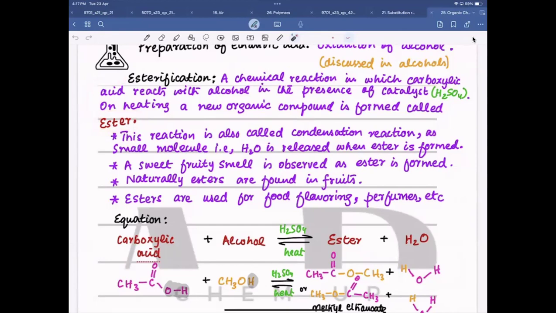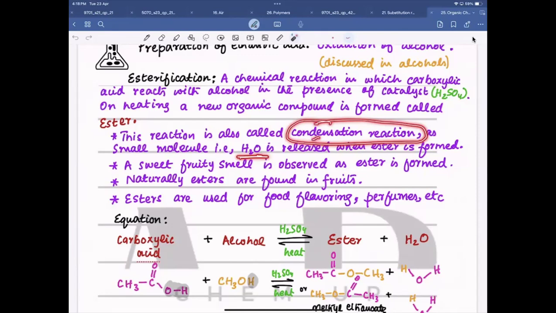Okay. This reaction is also called a condensation reaction. Why? Because when the ester is formed on the reaction of carboxylic acid and alcohol, a small molecule like water is released. So these are called condensation reactions, when two molecules react and join together, and as a result they release a small molecule like water, or sometimes instead of water there can be HCl. So when these are released and a bigger molecule is formed, then it's called a condensation reaction.